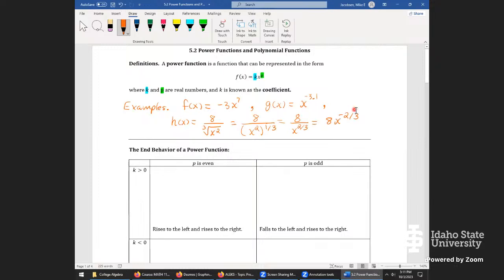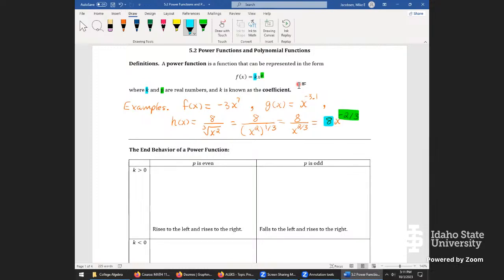So we do have a power function. The power is -2/3 right here. And the coefficient k would have just been the 8. Just a weird looking function. So sometimes the power function you're looking at is kind of hidden. Other times it's obvious. It's just written in the form that we're expecting. Any questions, folks, about the definition for power function?